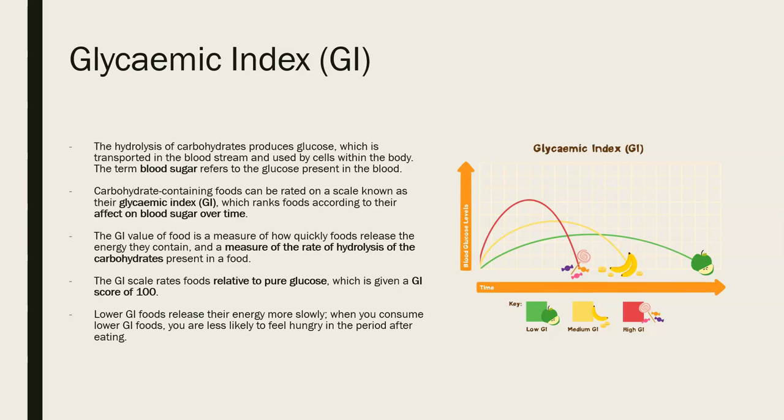GI rates foods as relative to pure glucose. So if something's given a GI value as being high GI, low GI, or medium GI, it is against glucose, which is given a score of 100 or 100%. Low GI foods will release their energy slowly, whereas high GI foods will release the energy quickly.